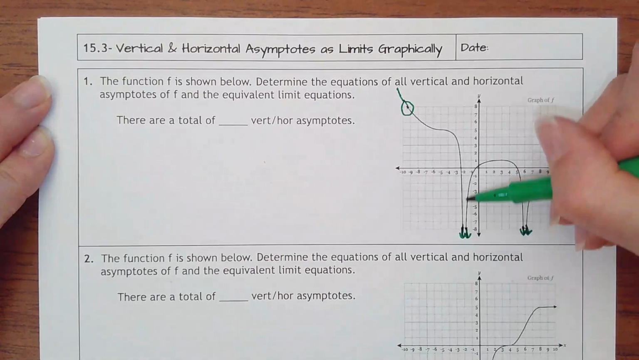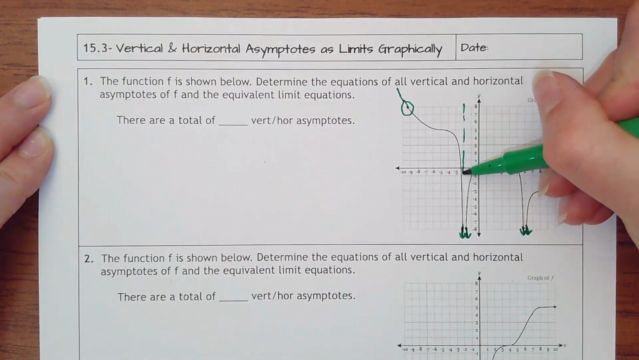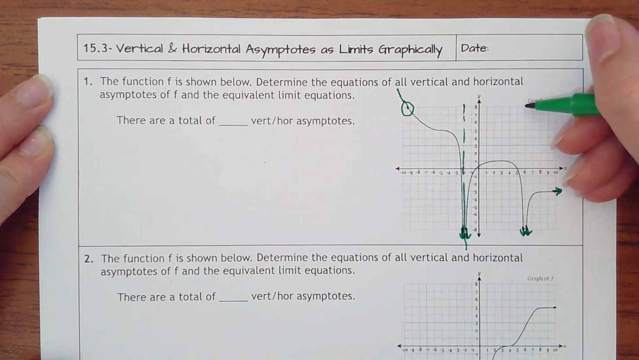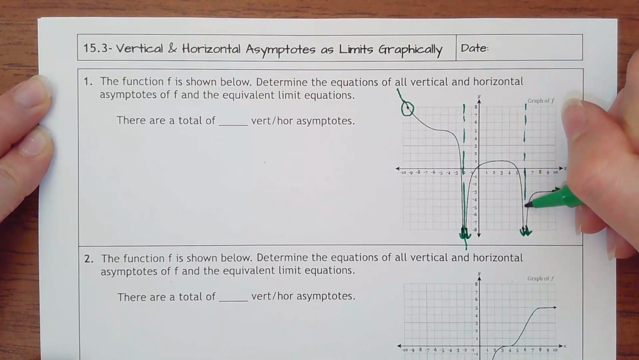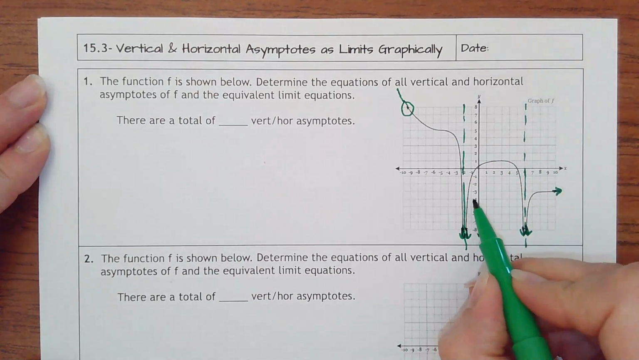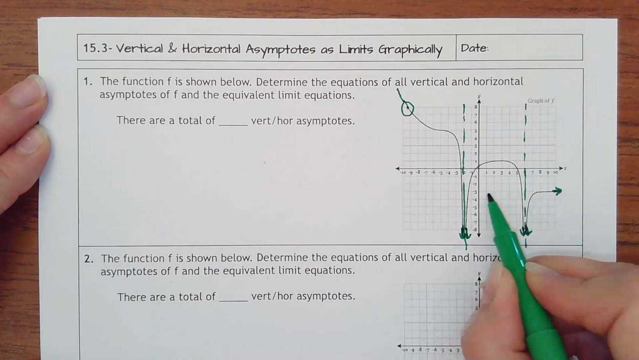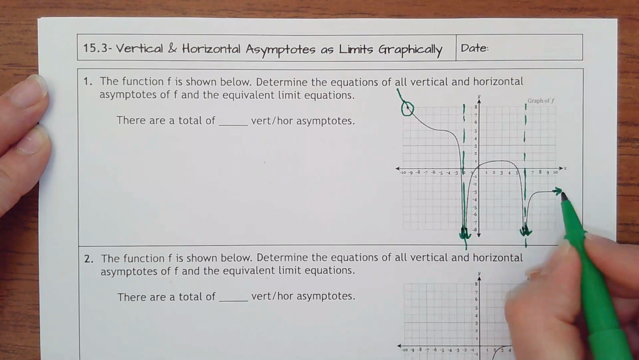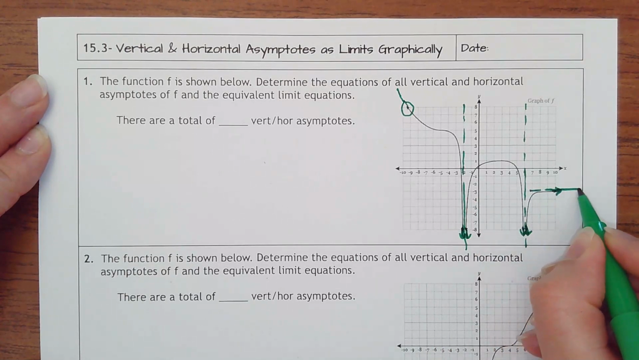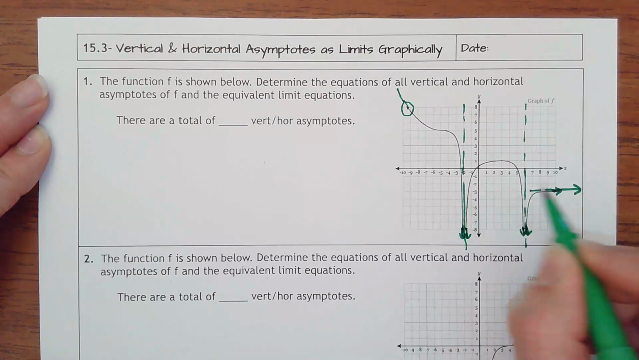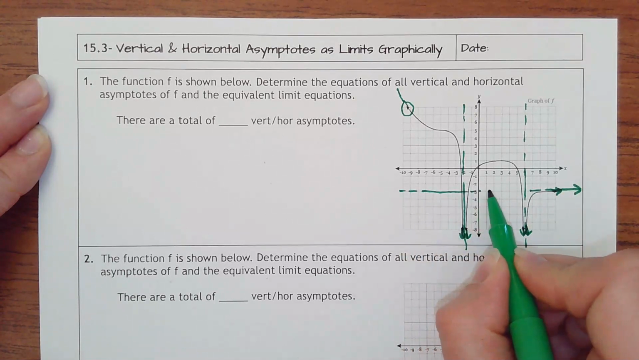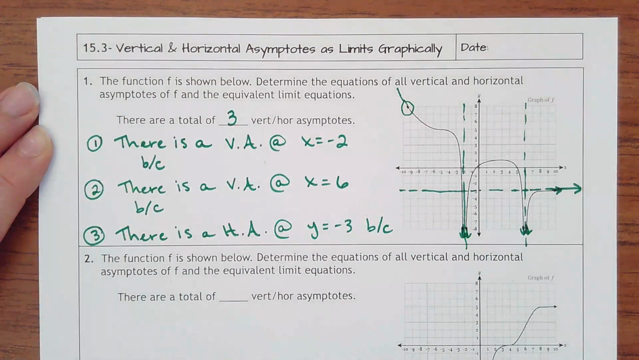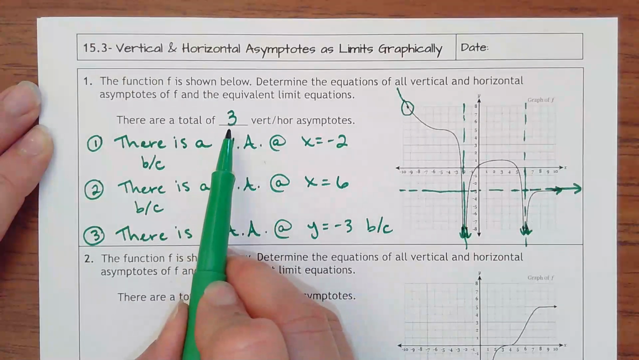So right at x is -2 is a vertical asymptote. At x is 6 is another vertical asymptote. And then we're just looking at this end behavior. I know you see parts of the graph here, but again, this is kind of like pieces. We're going to say that this horizontal line, which is y equals -3, is an asymptote. And so we'll put here that there's a total of 3.